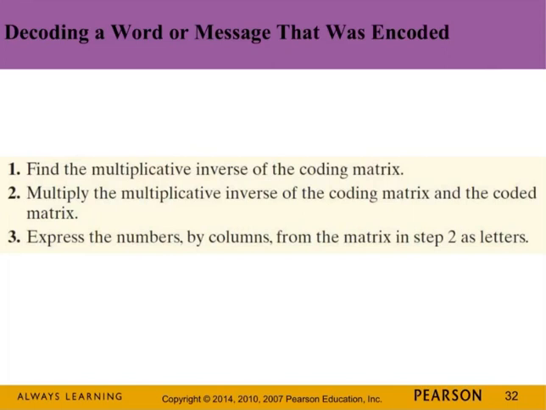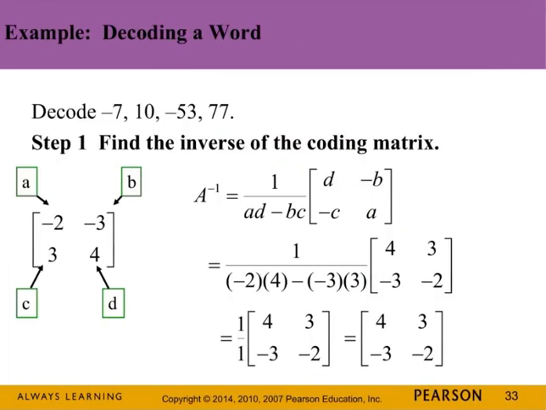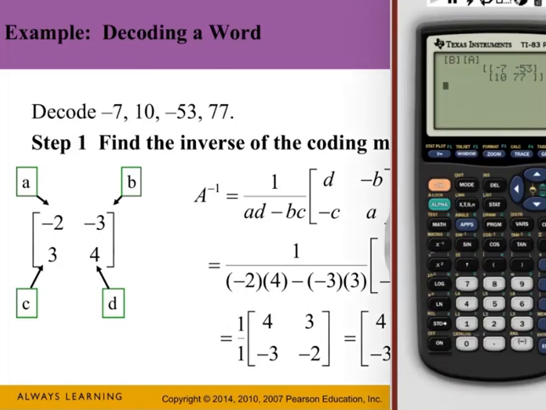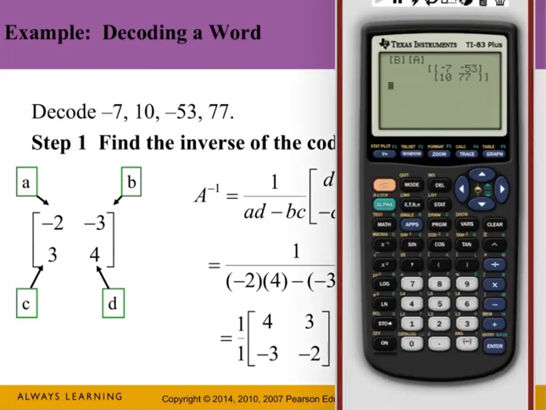So then to decode a word, find the multiplicative inverse of the coding matrix. So we need A inverse. I'm just going to use the calculator there. Multiply the multiplicative inverse of the coding matrix and the coded matrix. And again, I think it should be left multiply. Express the numbers by columns from the matrix in step 2 as letters. Okay. So basically we would just be undoing what we have.